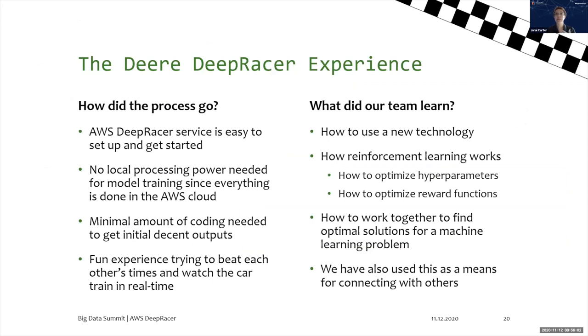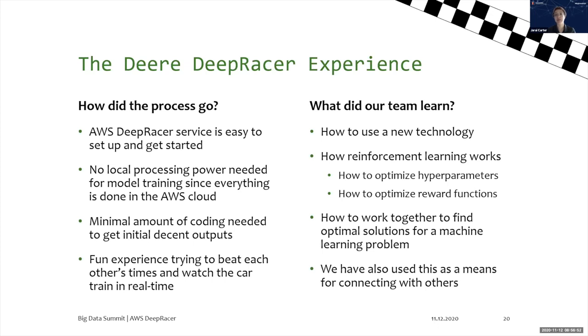So when we think about this experience, there's two main things I wanted to mention, one being how did the process go, and also what did our team learn. So with the process, the service was pretty easy to get set up and get started, and you don't need any local processing power really, because all the model training and everything is done with the AWS cloud. You also just need a minimal amount of coding to get a good output at the beginning. The car may not be that fast at first, but that's okay because, as you iterate through, you get more experience and figure out what works and doesn't work, you can increase that output. And then last, but definitely not least, it's super fun to try and beat each other's times and watch the car train in real time as well.